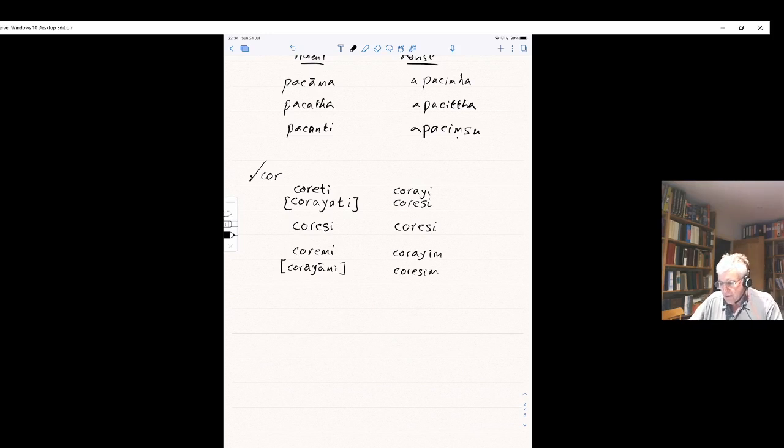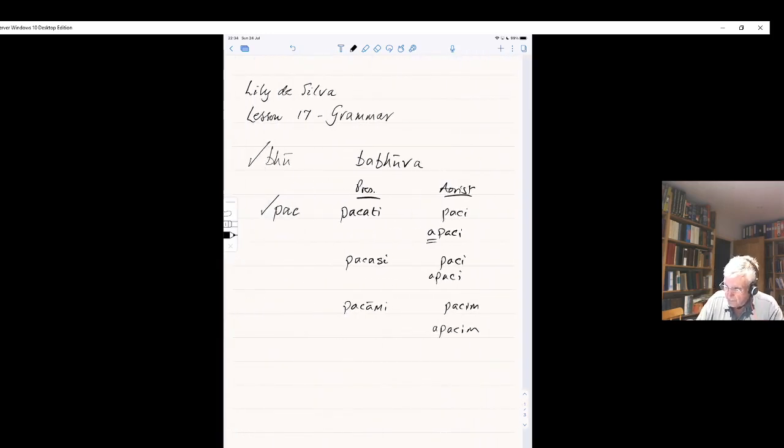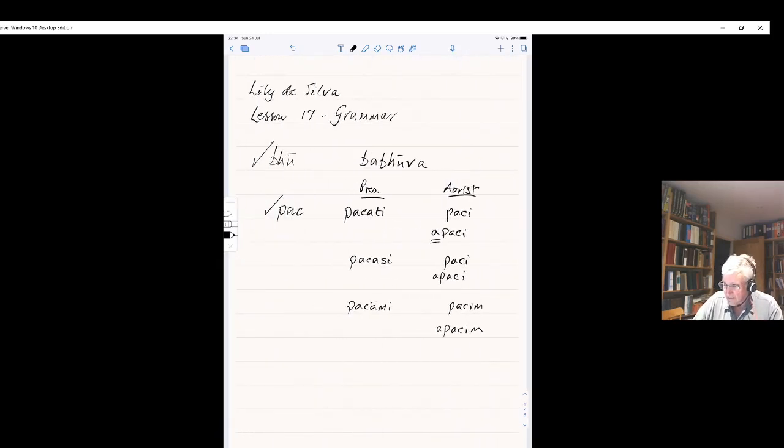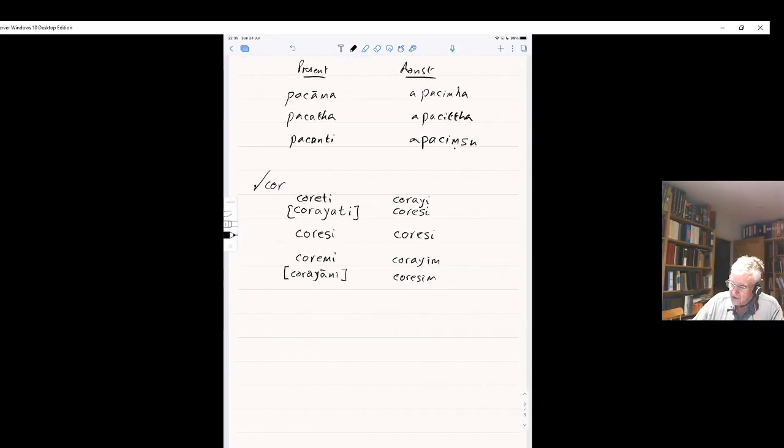Note here that we've got a similar phenomenon that we saw with pachi. You've got the ending E and E for both the third and the second, and the first person, I, is the same as the second and third, but with the addition of the M at the end. Choresi, chorayi, choresi, chorayim, or choresim. So it's the same forms, but you just add an M.